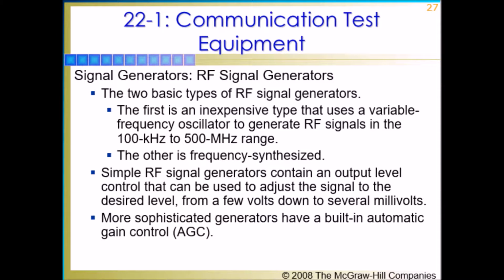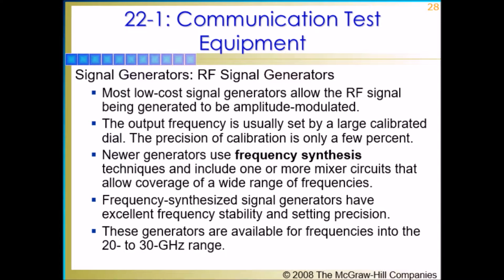These simple RF signal generators contain an output level control that can be used to adjust the signal to the desired level, from a few volts down to several millivolts. Some units contain built-in resistive step attenuators to reduce the signal level even further.